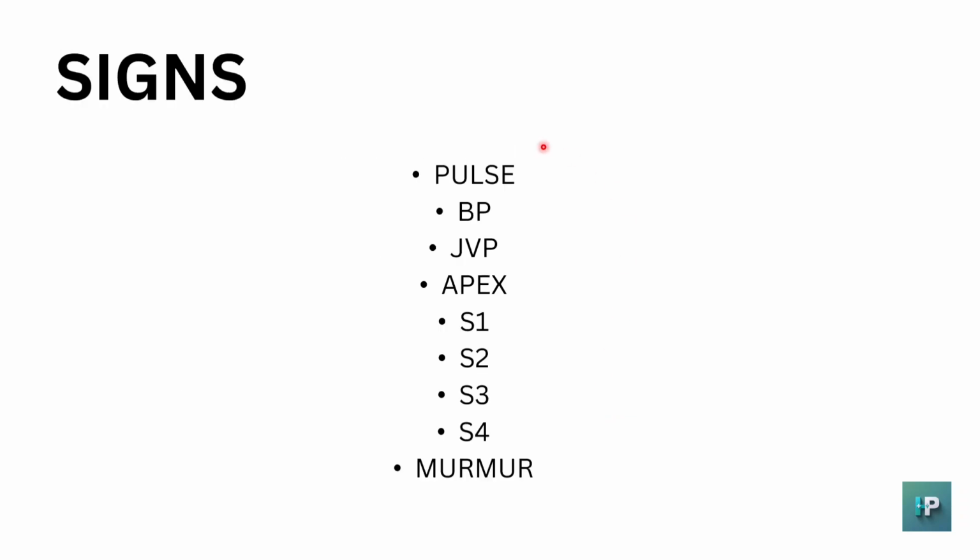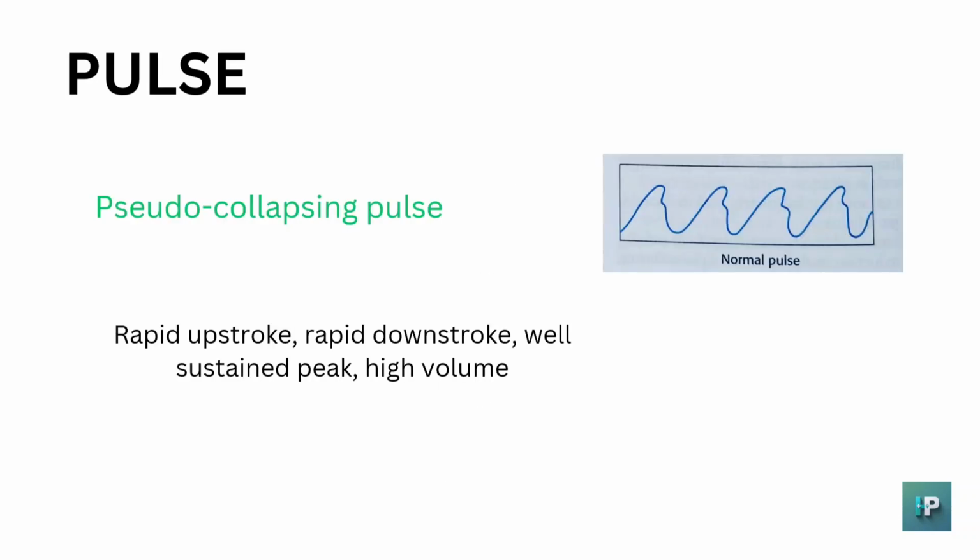And then let's see the signs. These are the signs which are normally seen in the CVS and valvular heart diseases. Let's see them one by one. At first, it's the pulse.